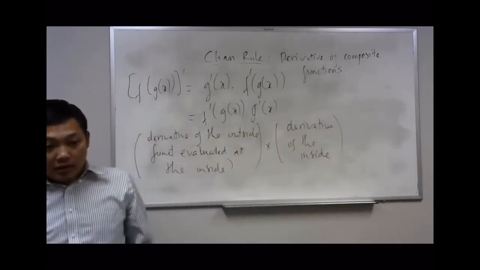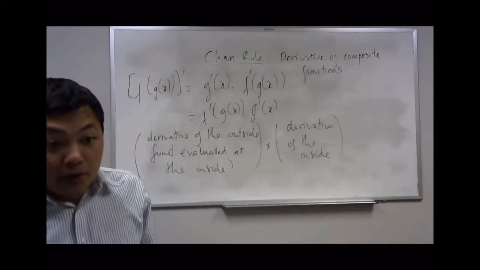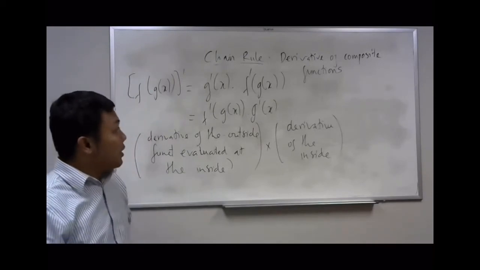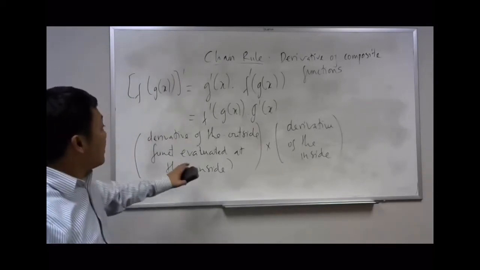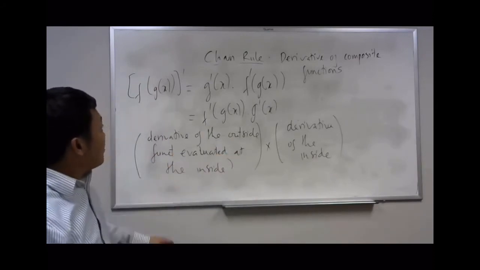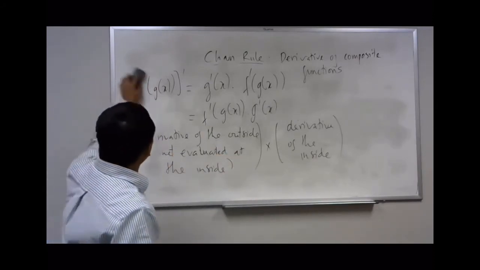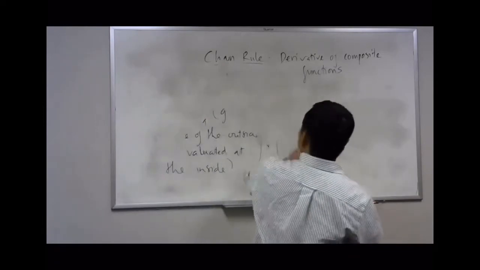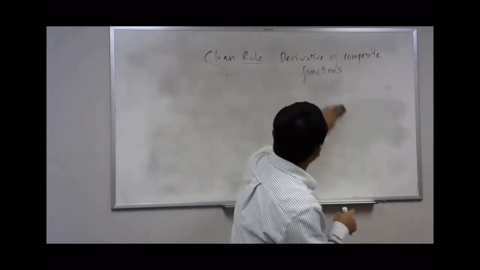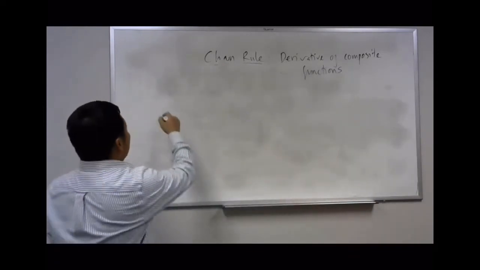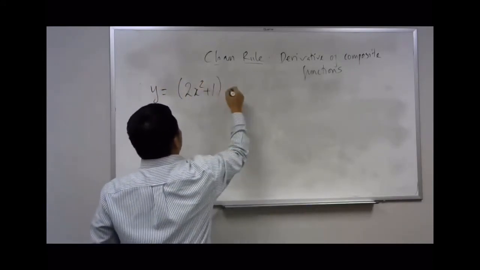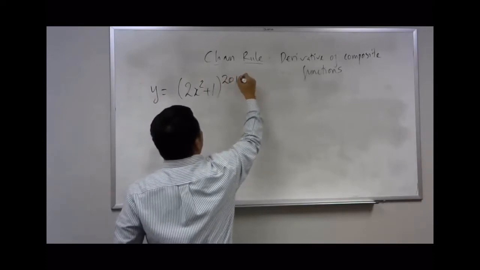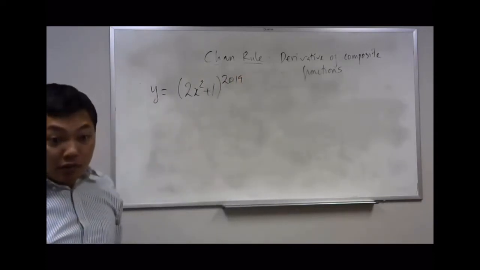This is how we can understand the chain rule. Okay, so let me consider some examples and how to apply these rules for composite functions. Let's take the following one. y equal to (2x squared plus 1) to the 2019. I want to find the derivative of this function.